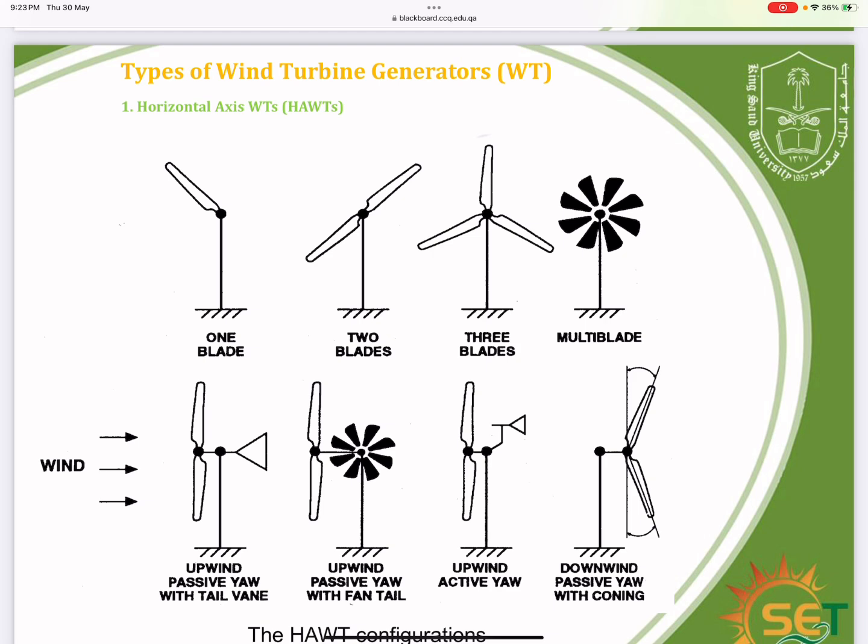Let's move on to the next one, 2 blades. The advantages are lower material and manufacturing costs than 3 blade turbines, and easier transportation and installation. The disadvantages are that they suffer from dynamic imbalance, are more prone to wear and tear due to higher rotational speeds, and are slightly less efficient than 3 blade turbines, especially at capturing lower wind speeds.